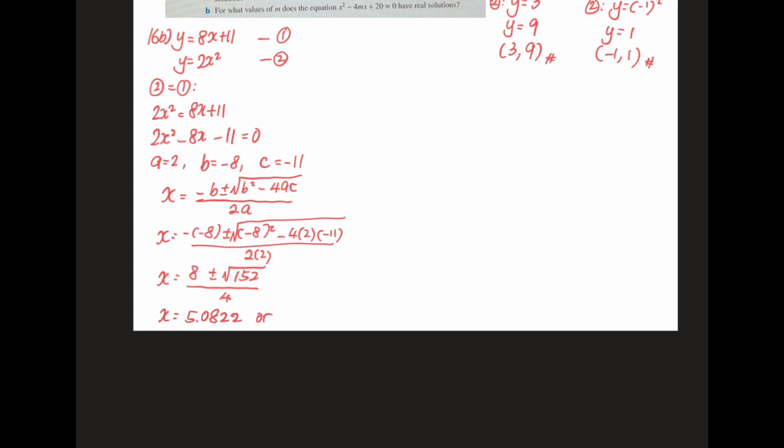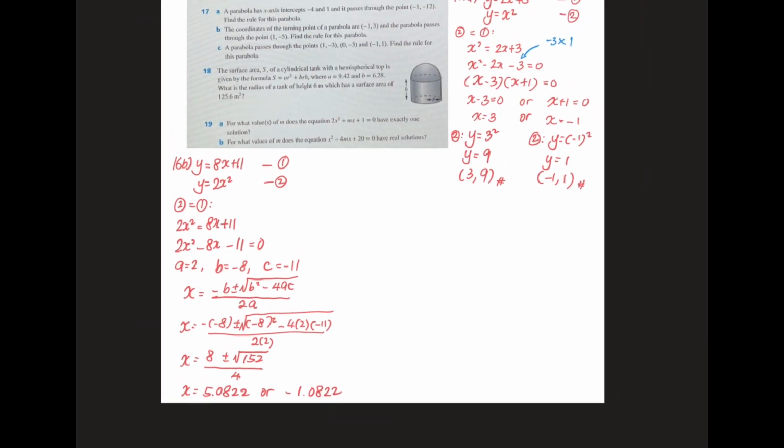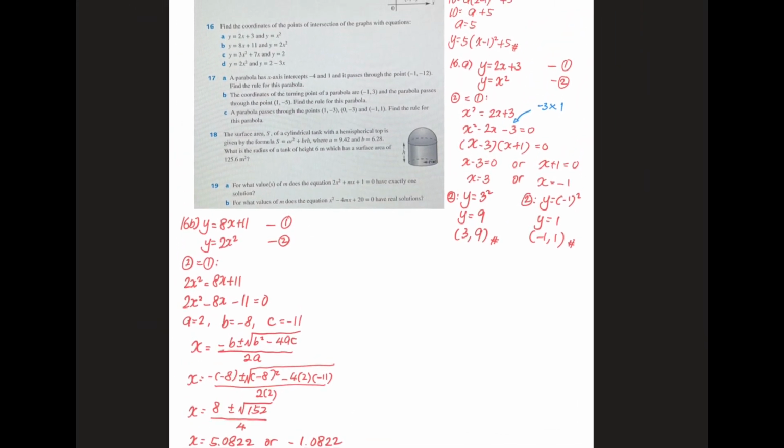We will get 5.0822. So the other one, we get negative 1.0822. Okay, so we get two x values. So this is 16b. Okay, now let's continue. 16c then.